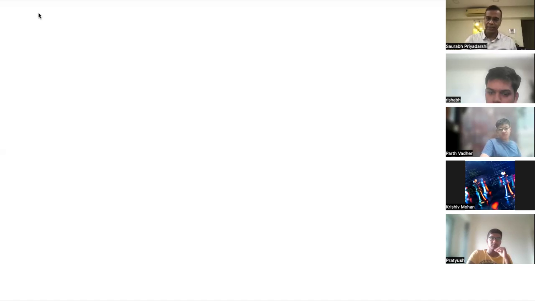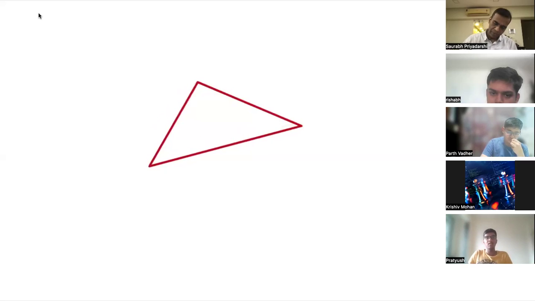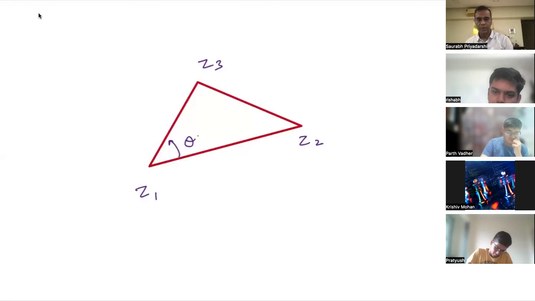We have already seen that if Z1, Z2, Z3 are given as complex numbers, we have to apply the formula for theta, right? We know that, right? In the anti-clockwise direction, we have to go.